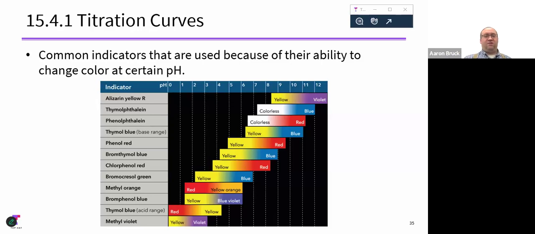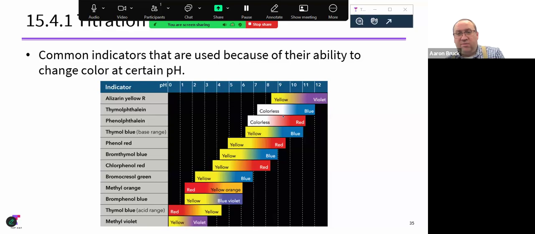So here are some common indicators that are used, and each of them has its own capabilities and where we would find them most useful. Phenolphthalein, the one that we are most commonly familiar with, is right here. We can see that phenolphthalein has a color range from about 6.5 to just about 11. But the color transition from colorless to that red, magenta, pink is starting to happen somewhere between pH 8 and 9.